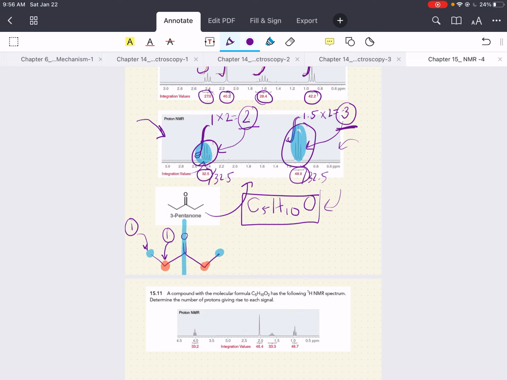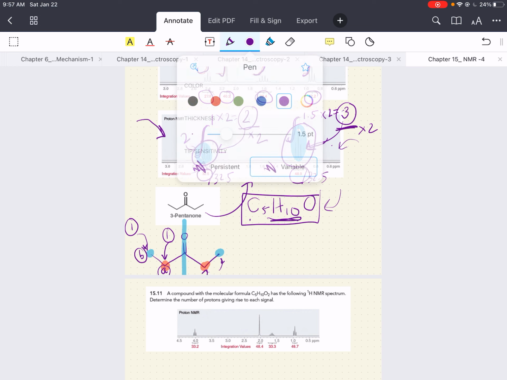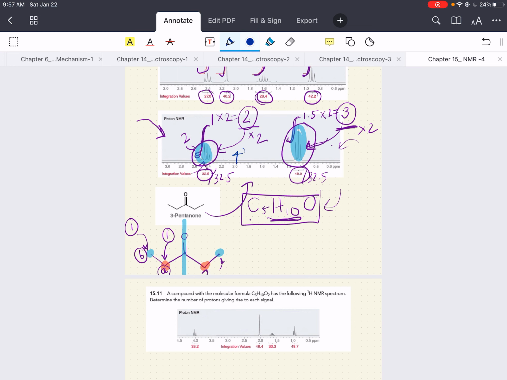That's this signal and that's this signal. And then when we do the integration, it's telling us, oh, 2 hydrogens are giving off this signal in relation to position A. And 3 hydrogens are giving off this signal in relation to position B. But we know our molecular formula is C5H10. How do we accommodate for these two? All we have to do is multiply each of these numbers by 2 to get the actual number of hydrogens giving off each of these signals.